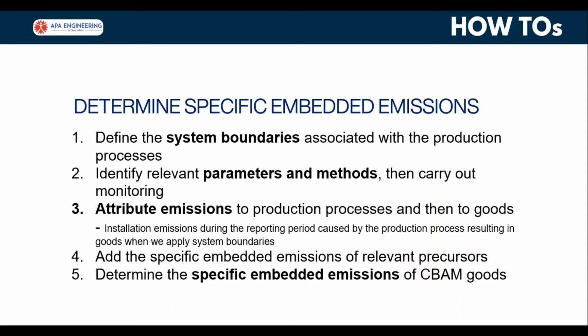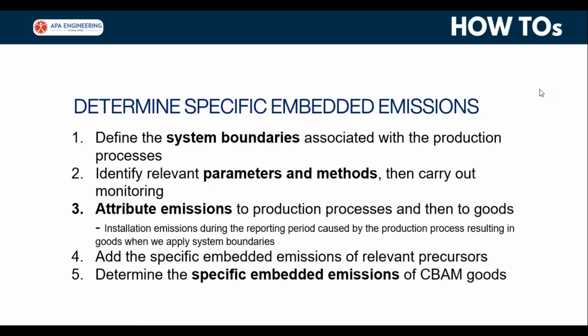So before we actually go down into the calculation process, there are certain how-tos that we should do before we jot down all the emission related figures. So first thing is, if you're going to be an installer or a manufacturer, or any business where a production process is involved, and they fall under the scope of CBAM, and those goods are in Annex 1. So first, define your system boundaries associated with the process. You have to know your manufacturing process well, in order to understand what may fall under the CBAM scope. Then you have to identify your parameters, your methods, and then carry out your monitoring. Then you have to attribute emissions to the production process and then to the goods. So with CBAM, you don't only take the goods, but you also attribute emissions to the entire production process.